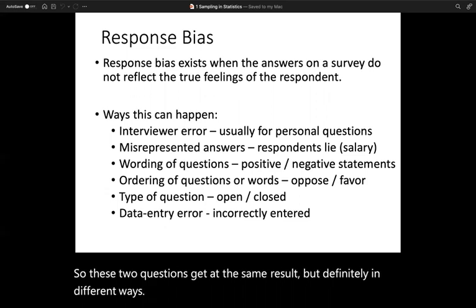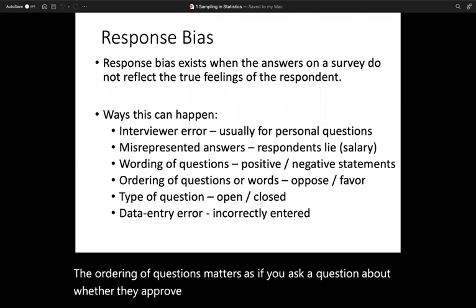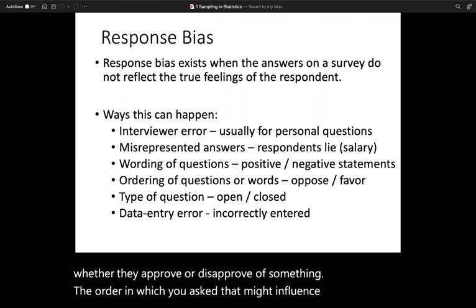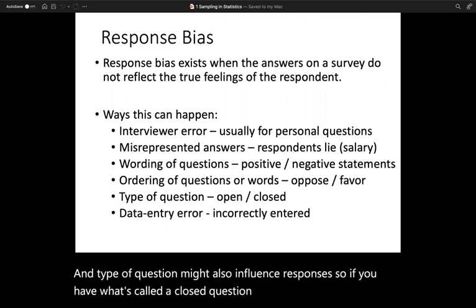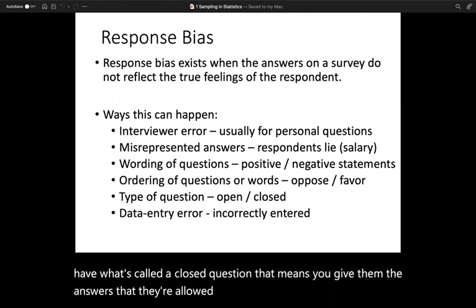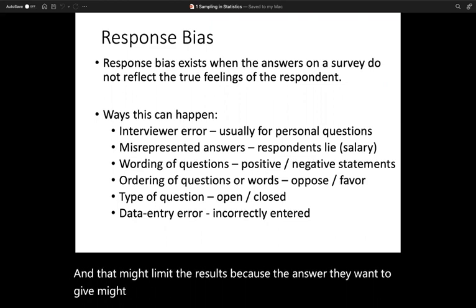The ordering of questions matters as well. If you ask a question about whether they approve or disapprove of something, the order in which you ask that might influence their response, and type of question might also influence responses. So if you have what's called a closed question, that means you give them the answers that they're allowed to choose, and that might limit the results because the answer they want to give might not be there.